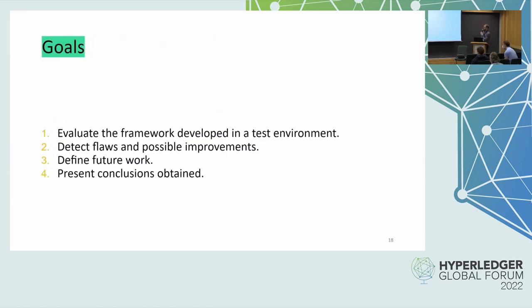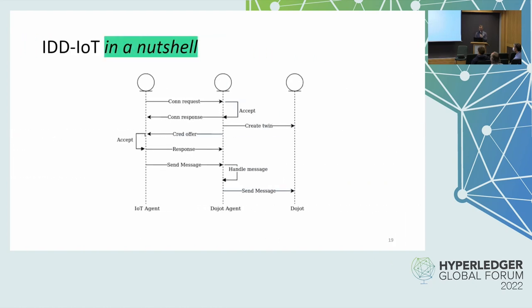Our proof of concept goals. What were our goals? First, evaluate the framework developed in a test environment. A lab was built. Detect the flaws and possible improvements in the concept and even in the application, and define future work for this research. Present the conclusions. Okay, that's the sequence that we have.